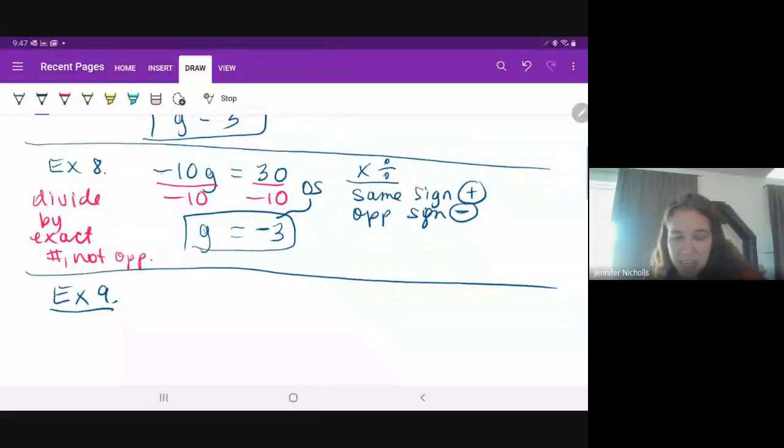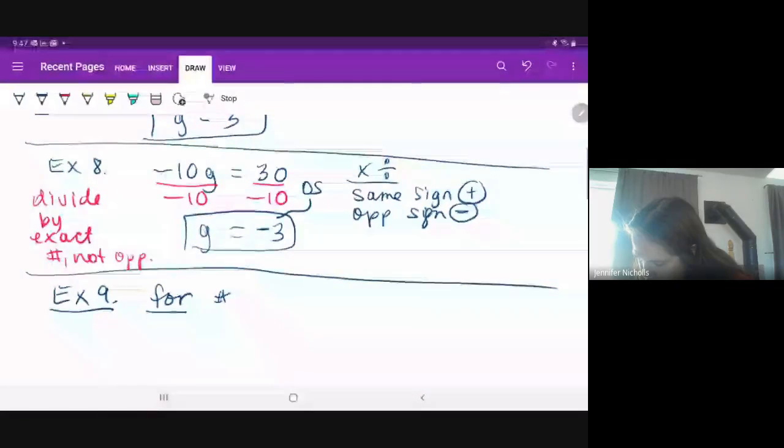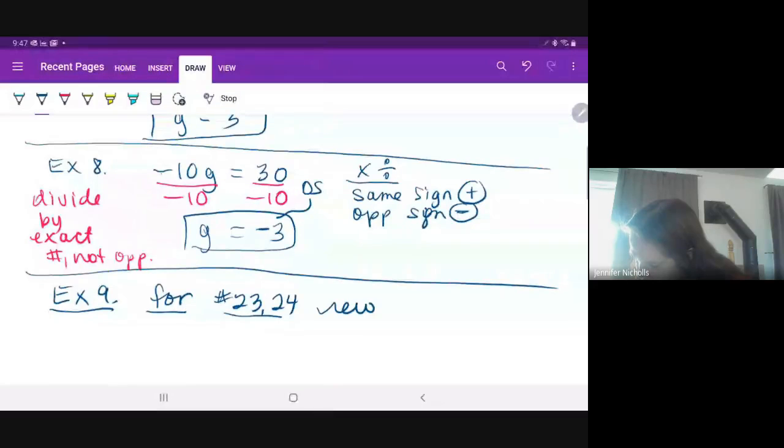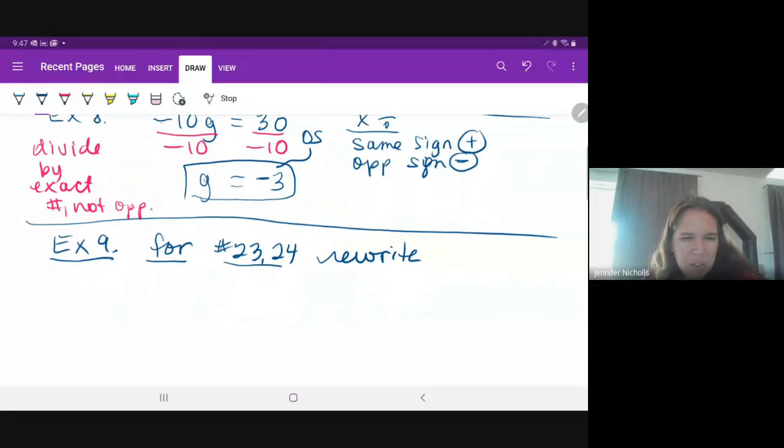Okay, so example 9. Let's see, I think there's one. Yeah, these are a little weird. So put the word 4, numbers 23 and 24. You're going to need to rewrite these, because these are written in the elementary school way. They're not written in the high school way. So let me show you a sample.